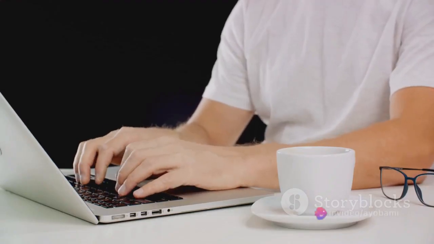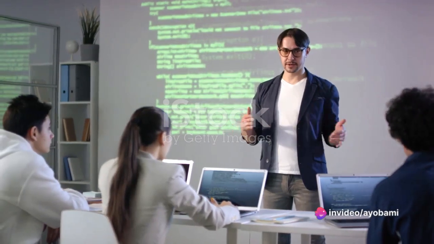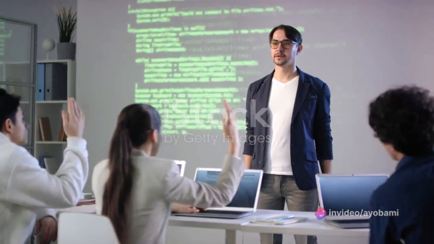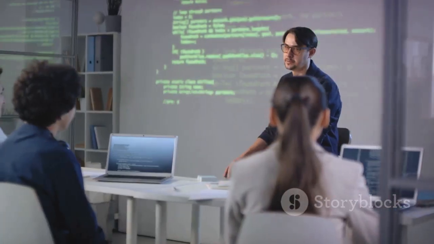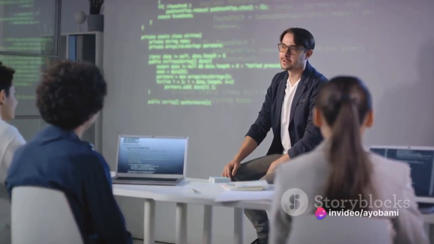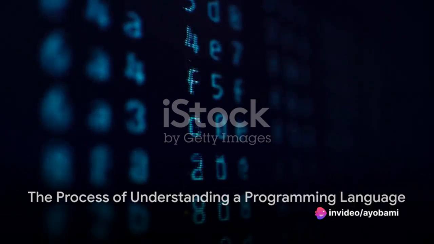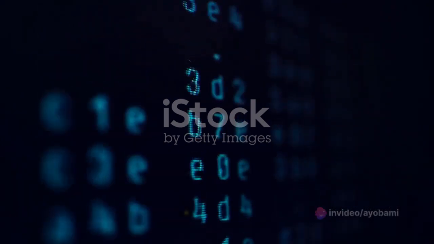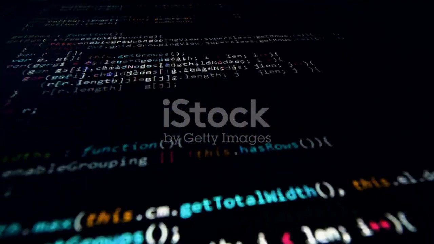With commitment, patience, and the right learning approach, the art of understanding and coding in any programming language can be tamed and mastered. But fear not. Understanding and coding in any programming language can be mastered with the right approach. It all starts with understanding the language structure. Just as with mastering a foreign tongue, programming languages come with their unique grammar, known as syntax.